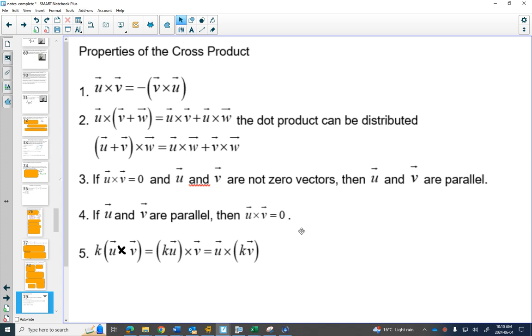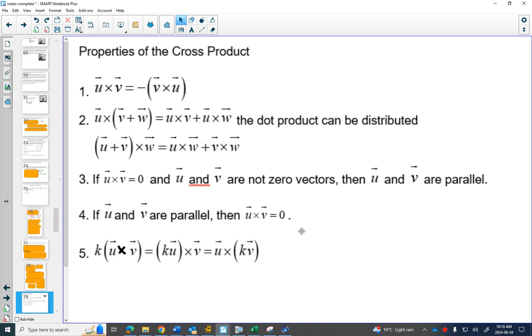So U cross V is going to be perpendicular to both U and V. One of them is going to go up, V cross U would go down. Think of your right-hand rule, your thumb will either point up or your thumb would point down, depending on which vector your index finger is pointing to.